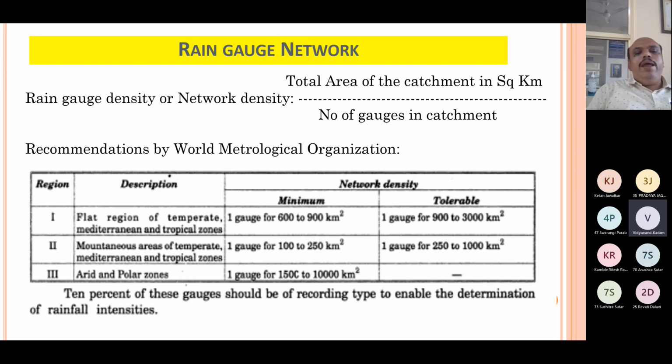The third region is arid and polar zones. Polar zones and arid zones are classified as region 3, in which the minimum suggested is 1 gauge for 1500 to 10,000 square kilometer. So these are the recommendations by the World Meteorological Organization. Also, they suggested that 10% of the total rain gauge stations should be of recording type. If there are 10 rain gauge stations in the area, then one should be of recording type.